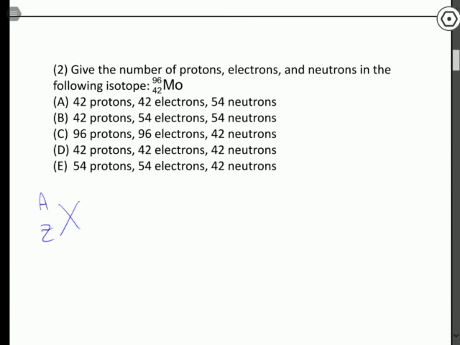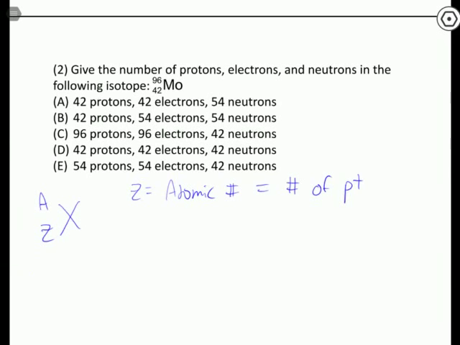Now what we should realize too is sometimes we leave out Z, for reasons I'll get into, but Z is the atomic number, which is the number of protons. We abbreviate protons P plus. So we don't necessarily need to have Z in the symbol. It's here in this one, but it doesn't need to be there because the atomic symbol X is going to tell us how many protons there are, because each element has a unique number of protons in the nucleus. So we know that this is molybdenum.